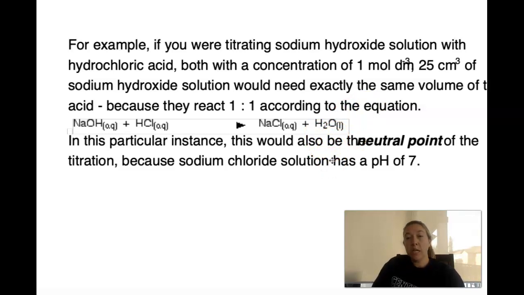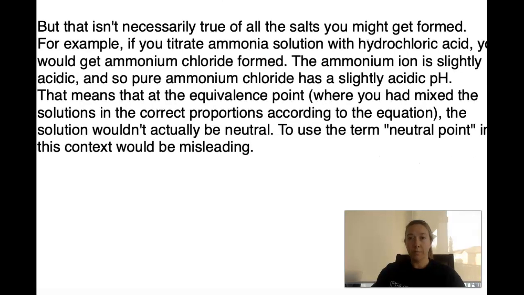Okay, when we start titrating other things, so generally things that are not strong and strong, we're going to see that that's not going to be the case. And you're going to find that your equivalence point is going to happen at a pH that isn't going to be 7.